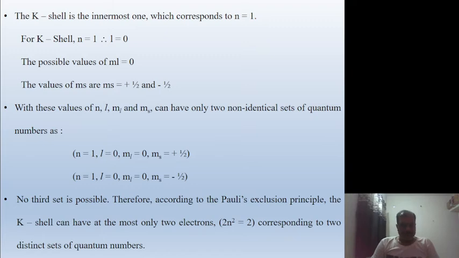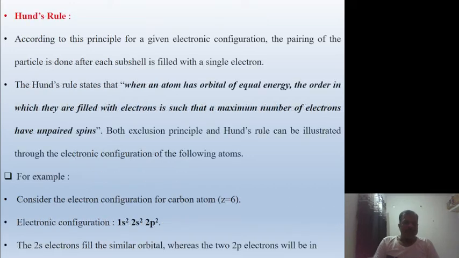Therefore, according to the Pauli's exclusion principle, the K shell can have at the most only two electrons. 2n² is equal to 2. We already discussed this in the last slide in the table, corresponding to two distinct sets of quantum numbers.